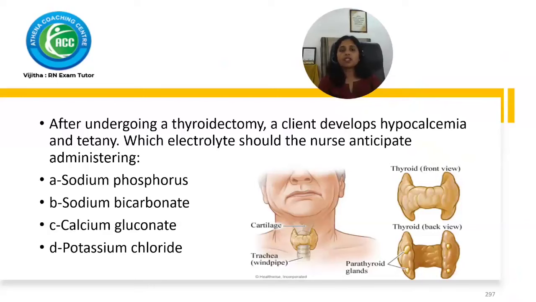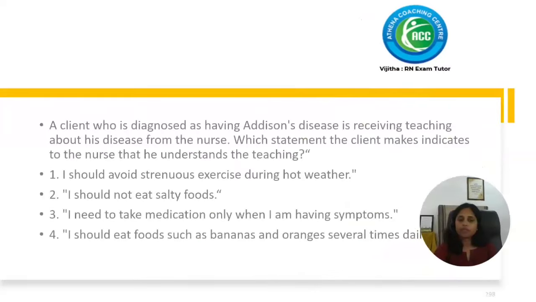So here, after undergoing thyroidectomy, a client develops hypocalcemia and tetany. Which electrolyte should the nurse anticipate to administer? Hypocalcemia is mentioned. So which electrolyte should be administered? The patient is after thyroidectomy. Calcium gluconate. Okay, calcium gluconate.